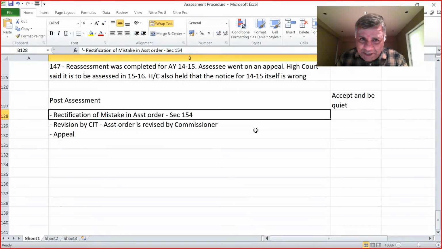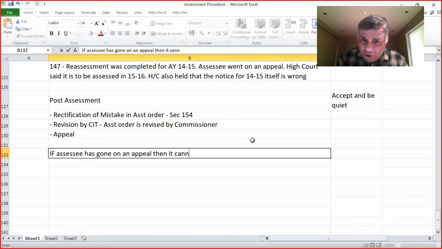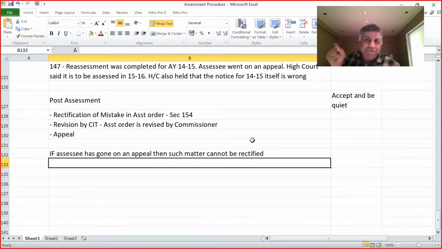One fundamental principle which I told you for both these things: change of opinion. Second fundamental principle: if the assessee has gone on an appeal, that means it has gone out of your purview. It has gone to your superior authority. Your order you cannot rectify. Such matter cannot be rectified. If the assessee has gone on an appeal, then that particular matter cannot be rectified.